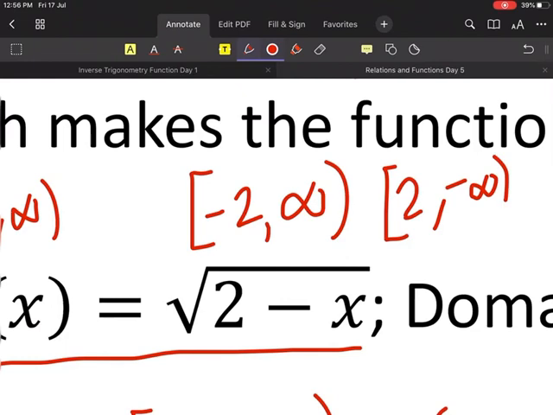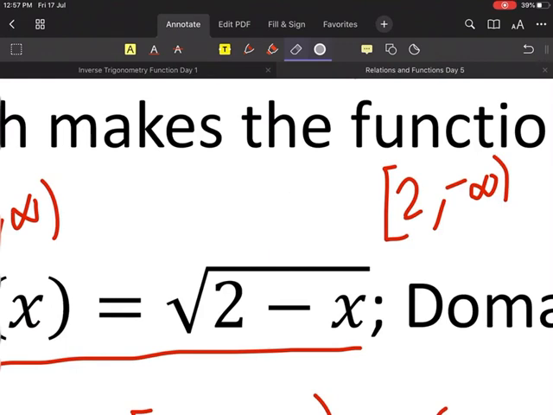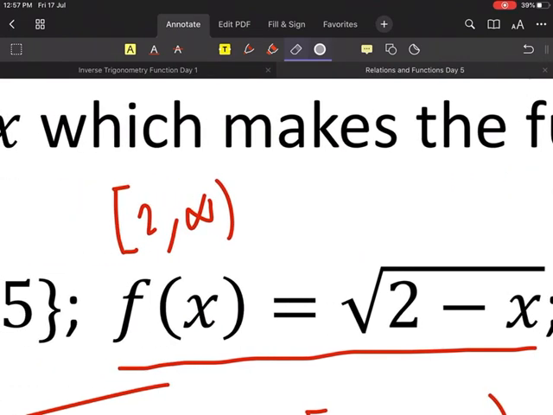Please tell me. Put 5 in here and tell me what you get. 2 minus 5 is minus 3. It becomes undefined, right? Yes or no? Yes, sir. Wrong answer. Now let's move on to the next one.